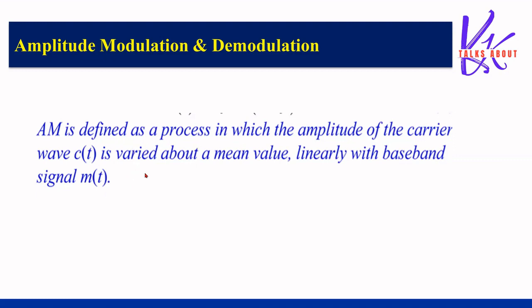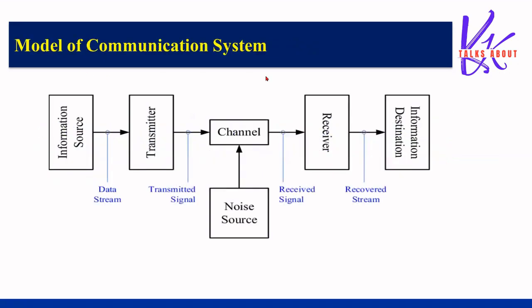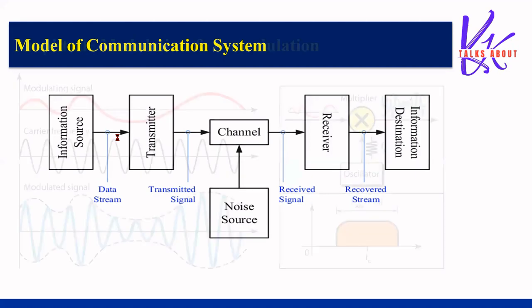So where do we use these amplitude modulation and demodulation techniques? Let us see the communication model. In the communication model, the modulation technique is used at your transmitter and the demodulation technique is used at your receiver. So we'll see the basic ideas about how to implement amplitude modulation and demodulation.